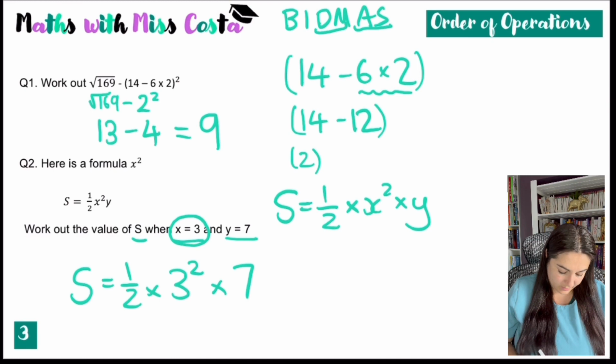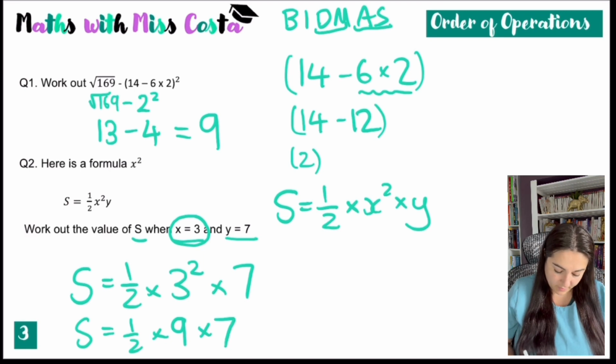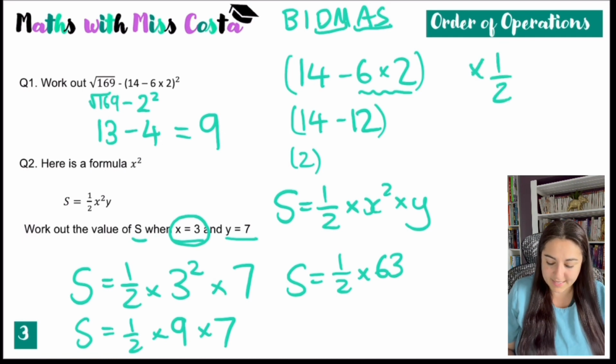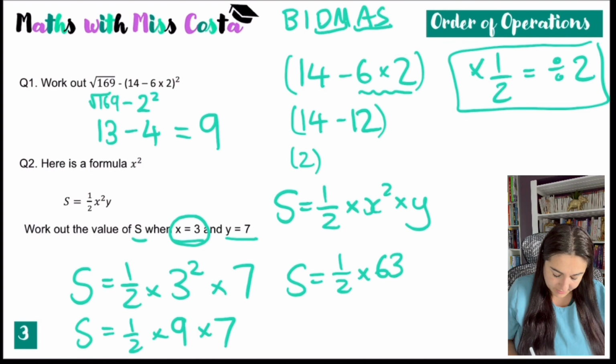Now, a half times by 3 squared is 9 times by 7. 9 times 7, I know, gives me 63. So I've got a half times by 63. And hopefully you remember, when you are multiplying by a half, it is the same as dividing by 2. I can put this into a fraction. So s is 63 over 2.